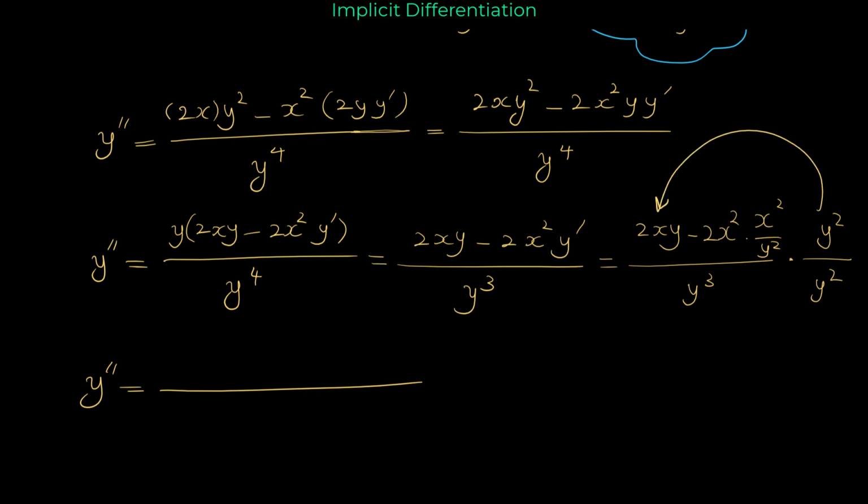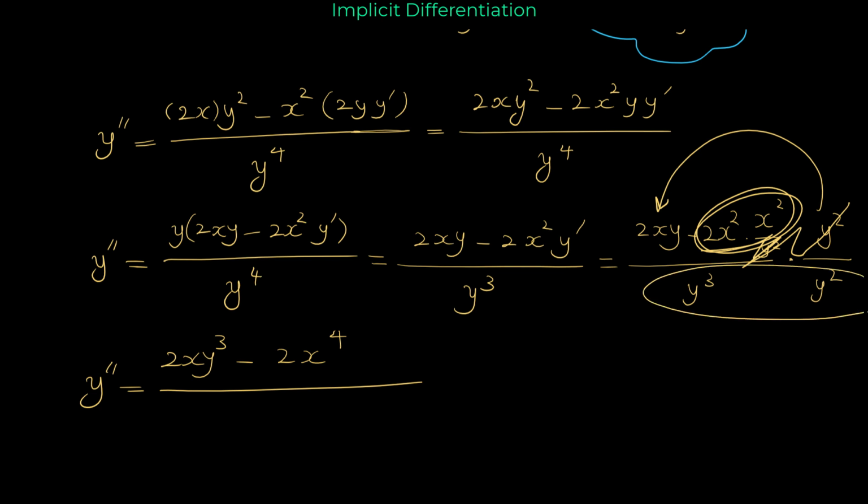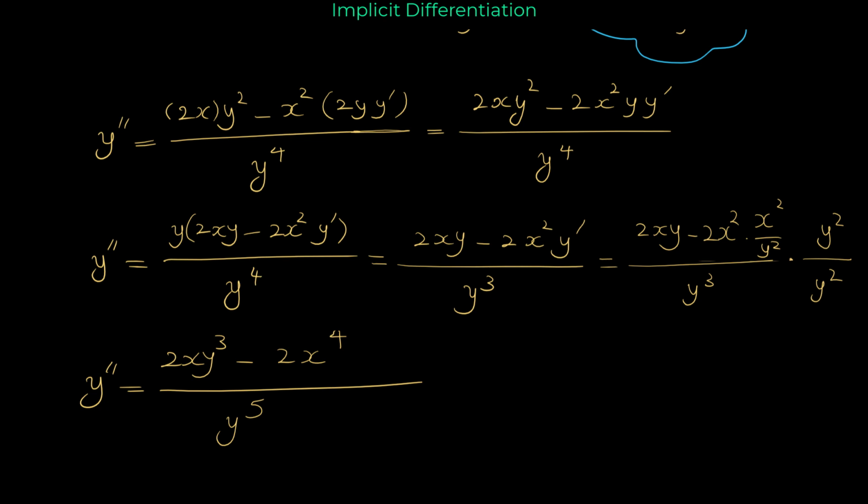multiply this by this, 2xy to the 3 minus, this cancels with this, so only this remains, minus 2x to the 4, all over y to the 3 times y to the 2, which is y to the 5. So this is y double prime for that implicit relation.